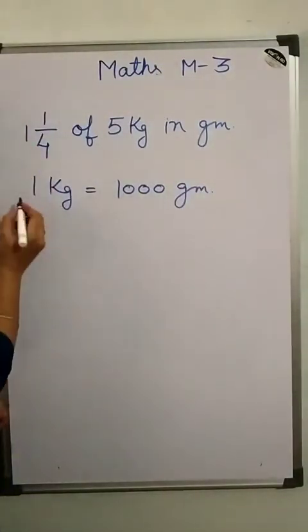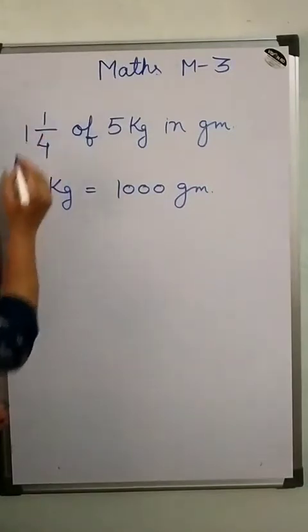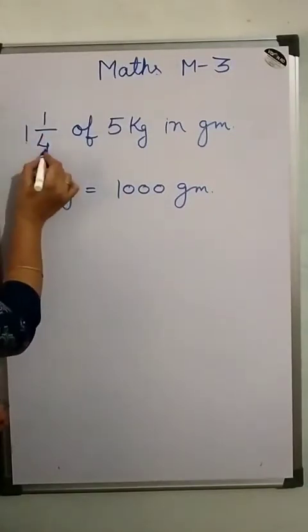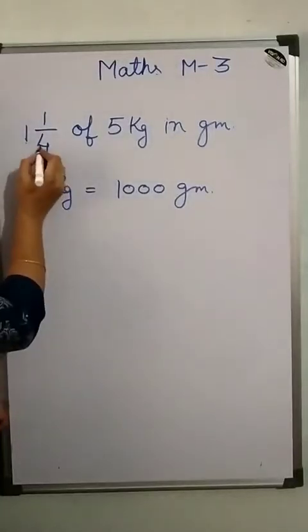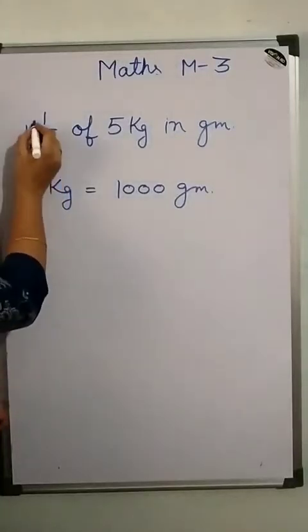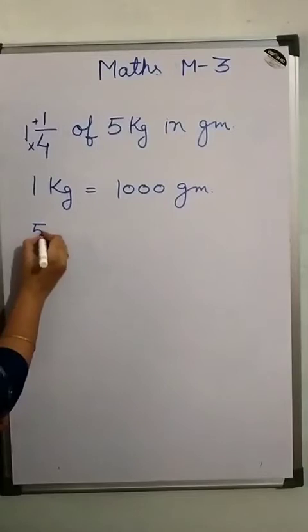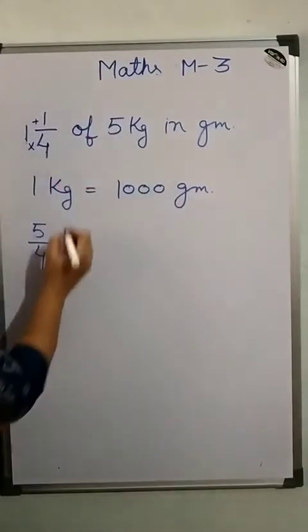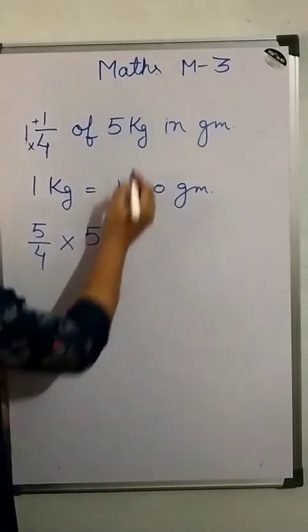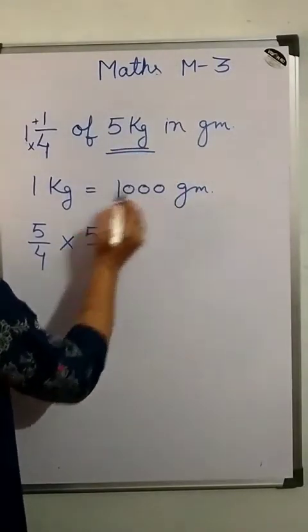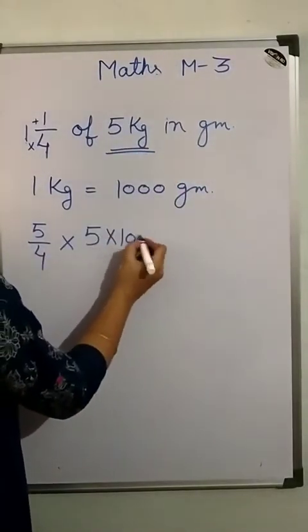Just see here. First we convert this one, 1 upon 4, into an improper fraction. So multiply 4 into 1, 4. 4 plus 1, that is 5. 5 upon 4. In place of "of" you write down multiplication, and here we write down 5 kg. So convert this into gram. So this time we are multiplying it.